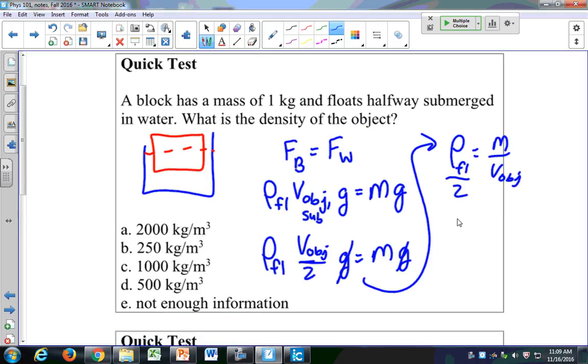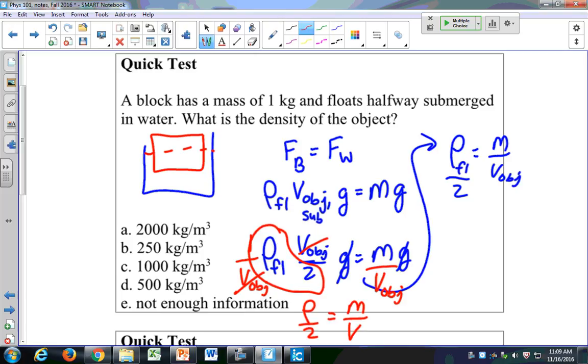When I solve this, I divide both sides by the volume of the object, and I'm left with the density of the fluid divided by 2 equals this divided by this. I just divide through both sides by the volume of the object, and that cancels this out and moves it over here. Let me write it on here. So both sides, I do 1 over the volume of the object. Then this cancels here and here, and I'm left with the density of the fluid over 2. So I get rho divided by 2 equals m over v of the object. Does that help?